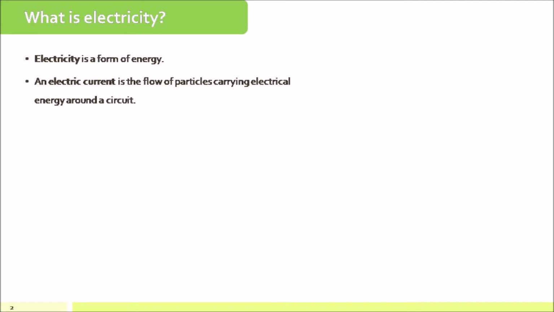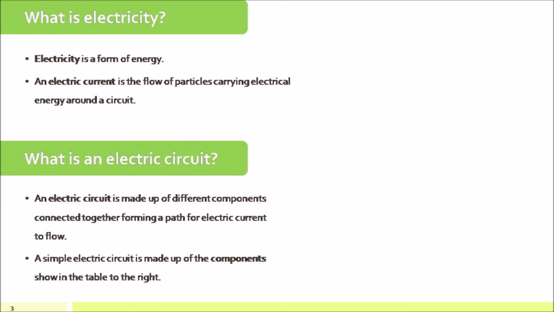What is electricity? It is a form of energy. An electric current is the flow of particles carrying that electrical energy around the circuit. And what is an electric circuit? It is made up of different components connected together, forming a path for electric current to flow. A simple electric circuit is made up of the components shown in the table to the right.